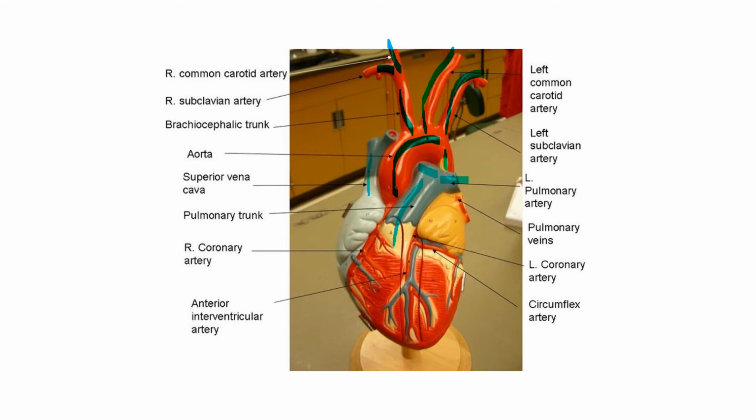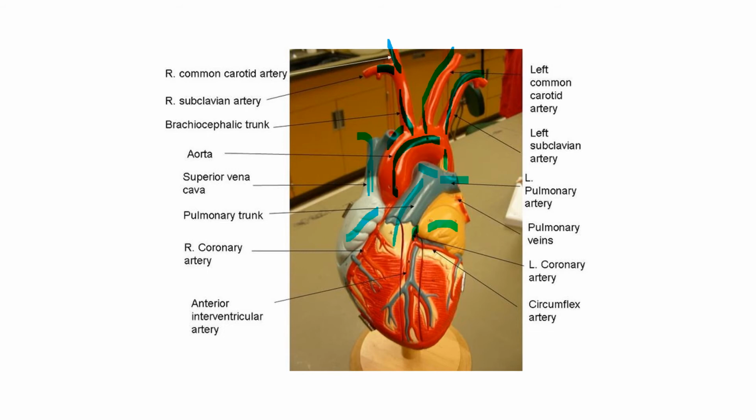Right here is the superior vena cava, but you can see the left and right brachiocephalic veins dumping into the superior vena cava. We can see the auricle of the left atrium and the auricle of the right atrium. We can see branches of the coronary circulation.